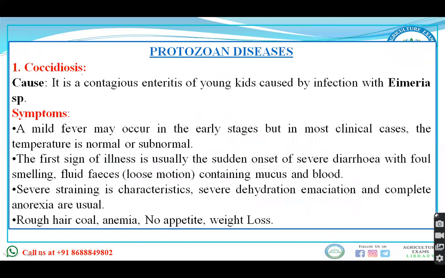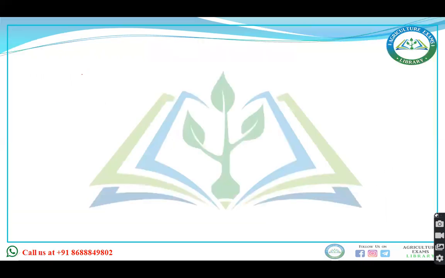Next is protozoan disease. This is coccidiosis. It is a contagious disease which is caused by Eimeria species, and mild fever can happen in the early stage. And what is the first sign of the illness? There will be diarrhea with foul smell. This is the first sign of the disease.